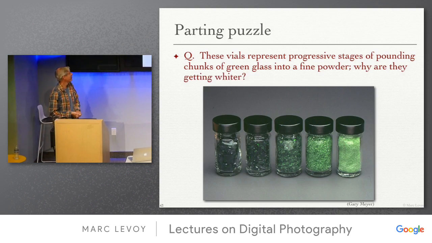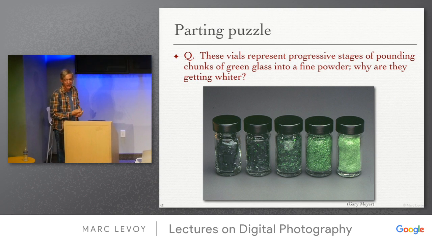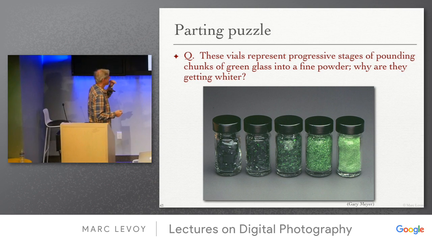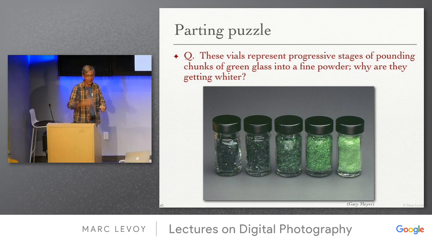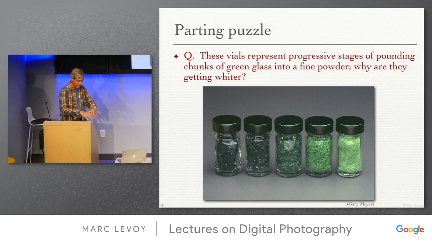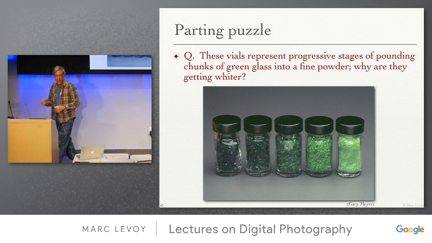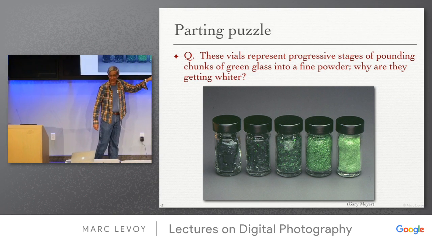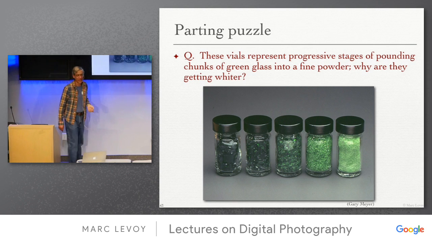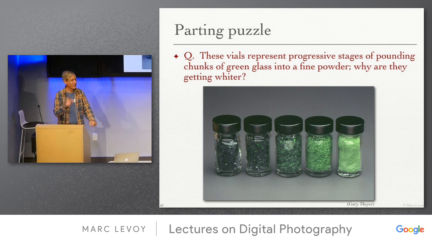Okay, final quiz. So these vials represent progressive stages of pounding chunks of green glass into a fine powder. And so my colleague Gary Meyer just took pieces of green glass, put them in a towel and banged on them with a hammer. And every once in a while he would open it up and take out some pieces and put it in a vial and then put it back in the towel and keep pounding. So it's all the same green glass. But look what happens as the pieces get finer and finer. It begins to turn white. What's going on there? Wait, someone besides Florian?